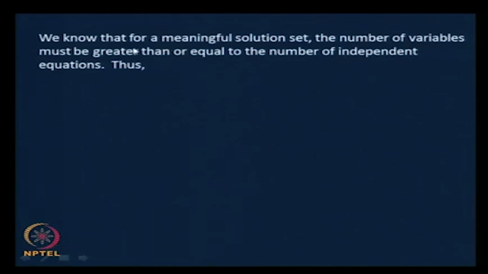We know that for a meaningful solution set, when you are trying to solve knowing some set of variables and we are trying to solve for the other set of variables that are unknown, the number of variables must be greater than or equal to the number of independent equations, otherwise we do not get a unique solution. Thus, pi into C plus 1, the number of variables that we saw earlier, must be greater than or equal to pi minus 1 into C plus 2 equations for a general case.